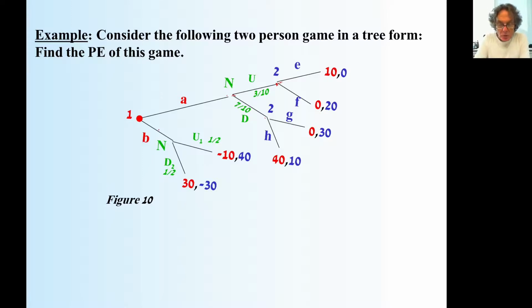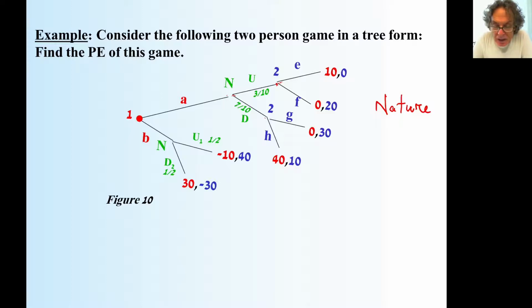If 1 decides to go to B, then again there is some uncertainty with some probability. Nature selects up, I called it 1, with probability half, and nature selects down, 2, with probability half. In which case, if nature, chance, God selected to go up, 1 gets negative 10 and 2 gets 40. If nature, N for nature, selects to go down, 1 gets 30 and she gets negative 30.